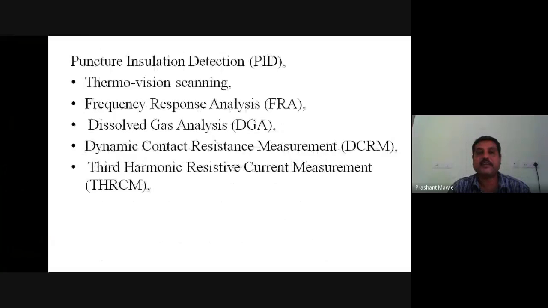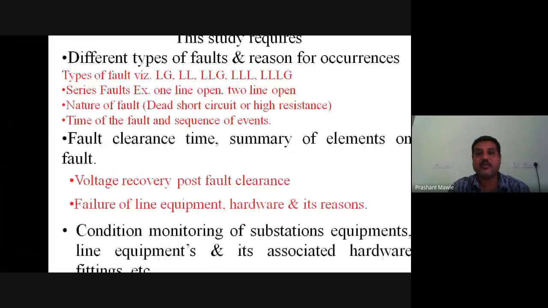And all these types of faults can be identified by categorizing them into different types, that is line to ground fault, line to line fault, double line to ground, three-phase short circuit, and triple line to ground fault. All these faults depend on voltage and its post clearance.